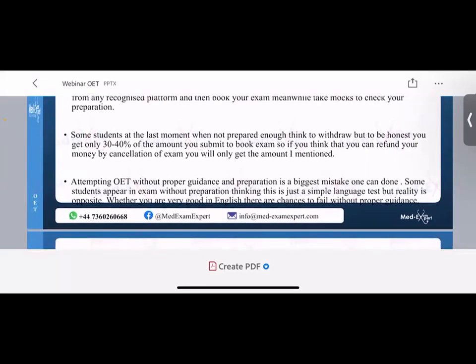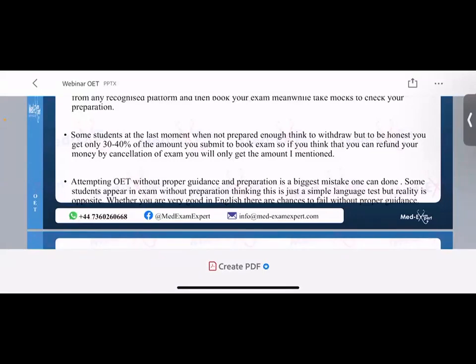Some students, at the last moment when not prepared enough, think to withdraw, but to be honest, you get only 30 to 40% of the amount you submit to book your exam. So if you think that you can get your money refunded by cancelling the exam, you will only get the amount I mentioned. I have seen a number of students at the last moment who say that I'm going to cancel my exam and I will be refunded the fee I submitted. To be very honest, in reality, it is not like that. You will get only 30 to 40% of the amount.